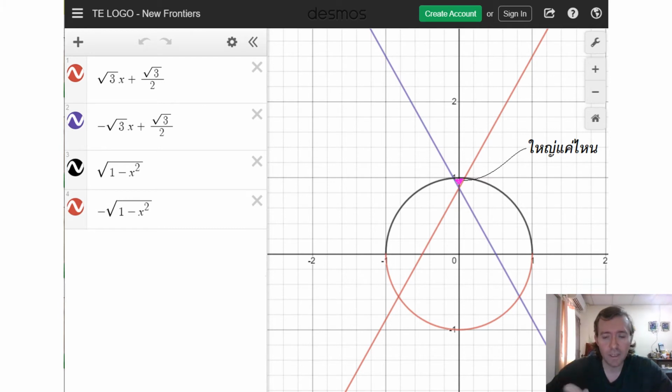And so you get your lines, equations for your lines, and we're asking how big is area A?